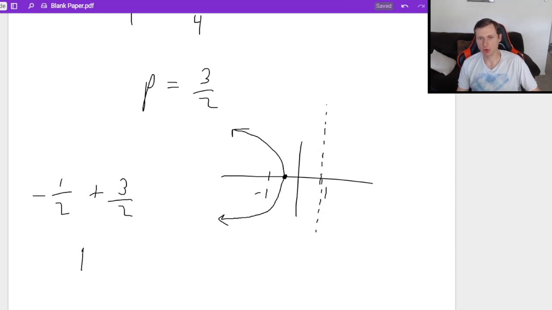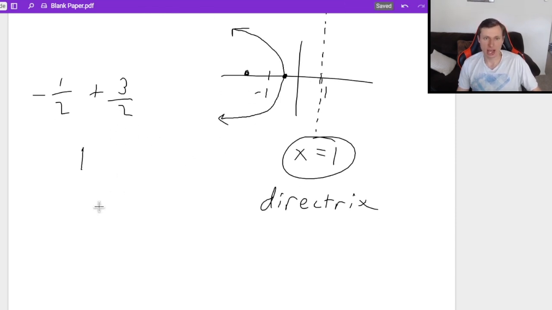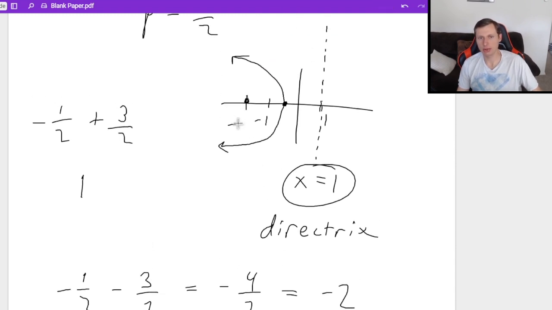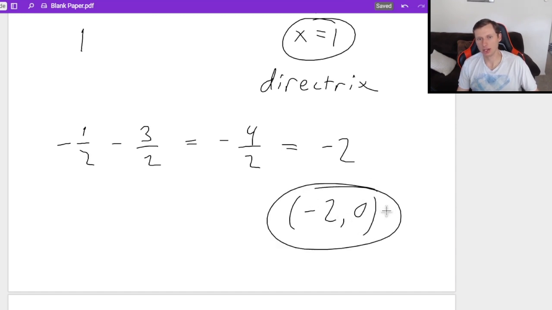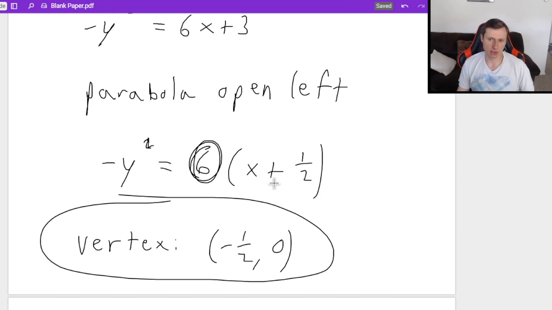As you can see, it has to be a vertical line because this was opening to the left. And so my directrix is going to be the equation x equals 1. Again, that's my directrix. And now if I want to find the focus in the opposite direction, then I just need to subtract 3/2. So it's negative 1/2 minus 3/2. It's going to be negative 4/2, which is negative 2. So negative 2 about here is going to be my focus. Fantastic. Oh, and the y coordinate's 0. So the coordinate point's really negative 2, 0. And there we go. There's my directrix. There's my focus. I found the vertex already, negative 1/2, 0, and the parabola opens left.